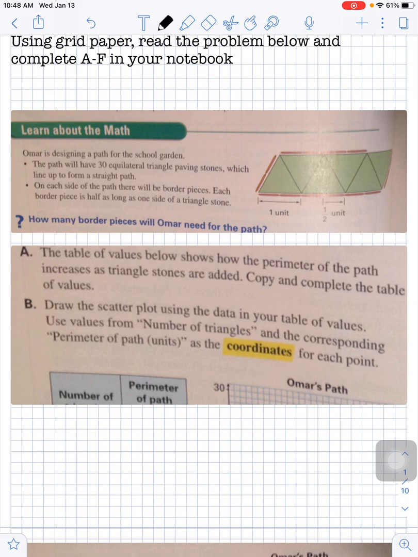I would recommend that you use the grid paper option on Notability, or if you have some graph paper at home, you could use that as well. I'll show you how to do that a little later in the lesson.